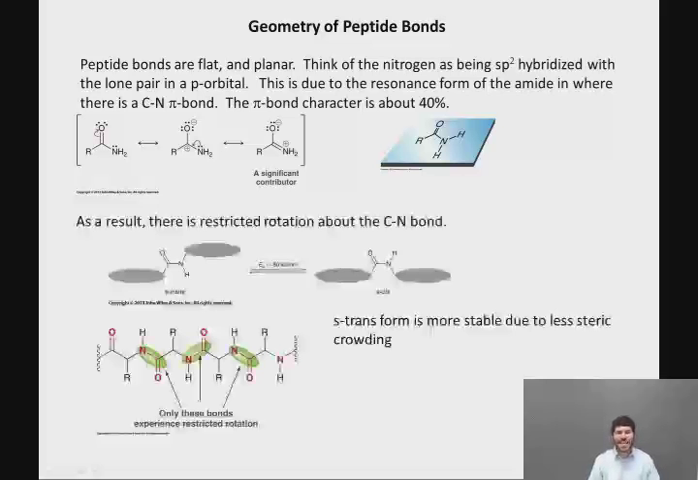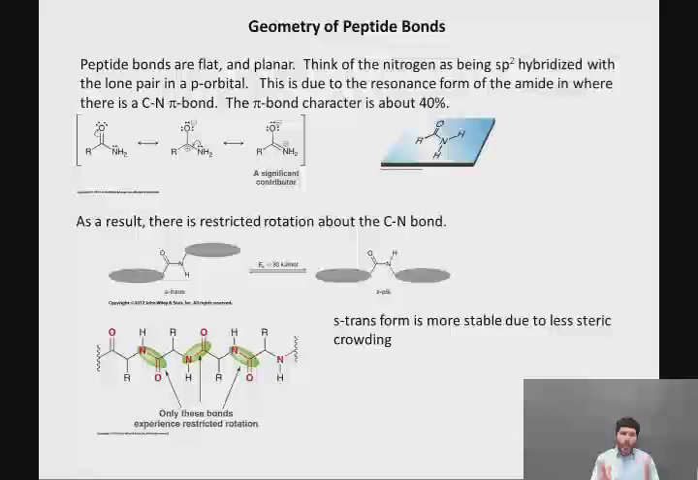As a result, there is restricted rotation about the CN bond. That doesn't mean that rotation doesn't exist at all. It means that there's a reasonable energy barrier to rotating about this bond of about 80 kilojoules per mole. If we assume that an ordinary covalent bond is about 400 kilojoules per mole, this is about 1/5 of the energy of an ordinary covalent bond. So you're not breaking a covalent bond when you do this rotation, but it is still restricted. That's still a reasonable energy barrier.